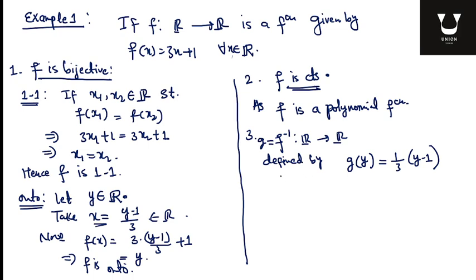All right. Also, this is a polynomial function, right? So by the familiar result from calculus, this is also continuous. So I proved that the function is bijective, it is continuous, and its inverse is continuous. Hence, f is a homeomorphism.